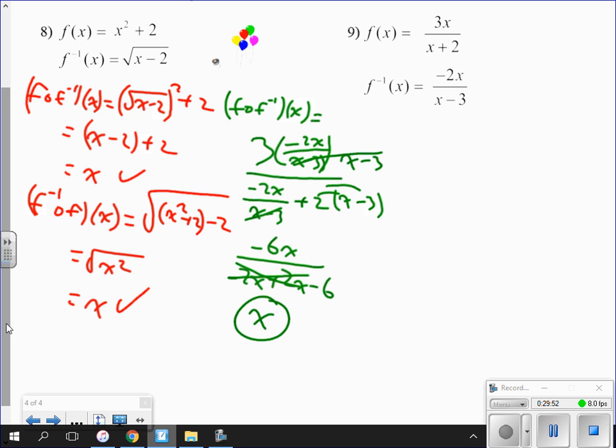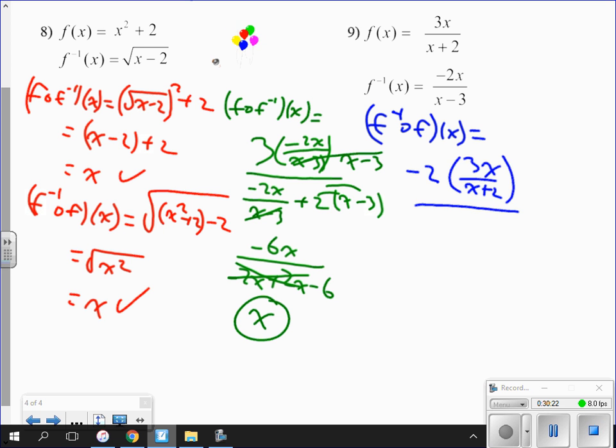Okay. Now, if I do the same thing on the next one, same idea. f inverse of x is, I take f of x and stick it into the inverse. So that means I have negative 2 times 3x over x plus 2, all over 3x over x plus 2 minus 3. Multiply by x plus 2 over x plus 2. And remember, I am multiplying both the numerator and the denominator. So when I multiply by x plus 2 over x plus 2, what am I actually multiplying by? 1. That's why I can do it.